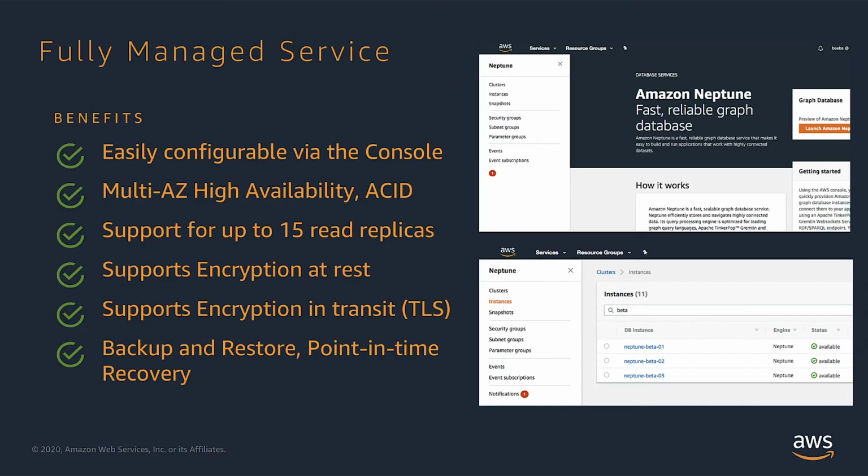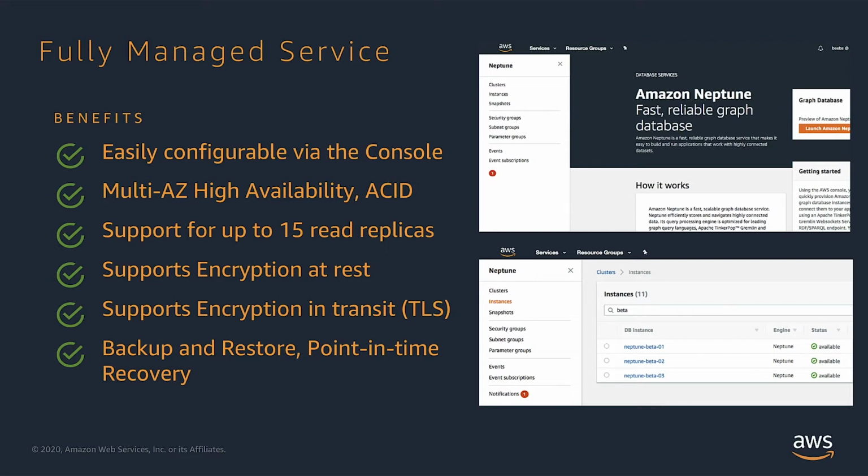Amazon Neptune is a fully managed service. As a fully managed service, you can use and configure it easily via the console. You can enable high availability across multiple availability zones, provision read replicas to scale reads, and configure encryption at rest and in transit.